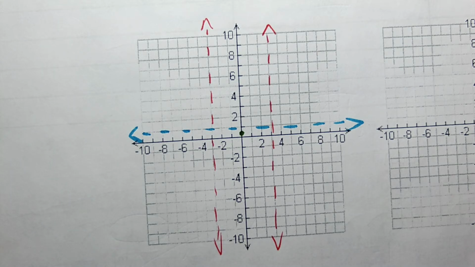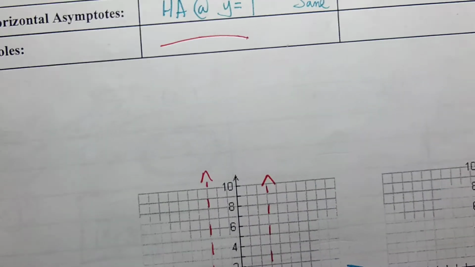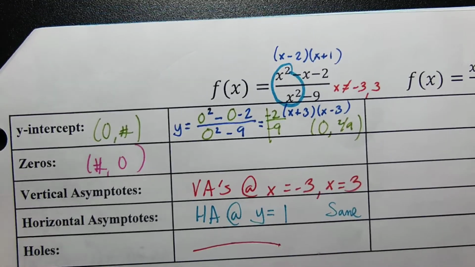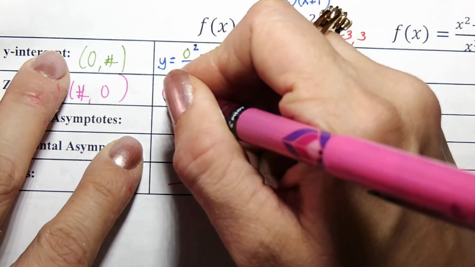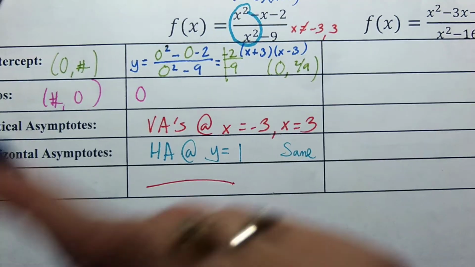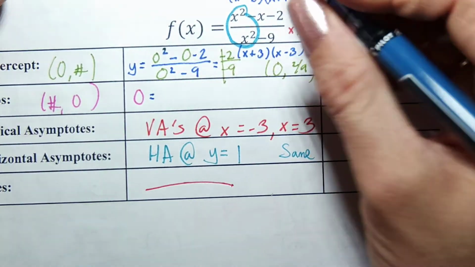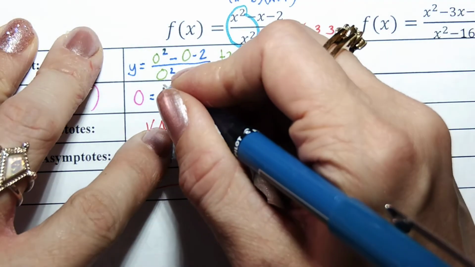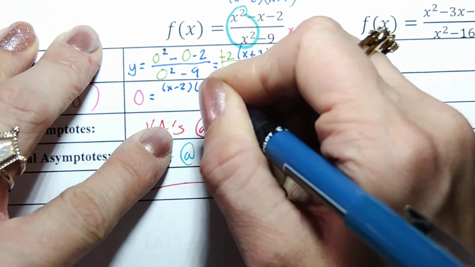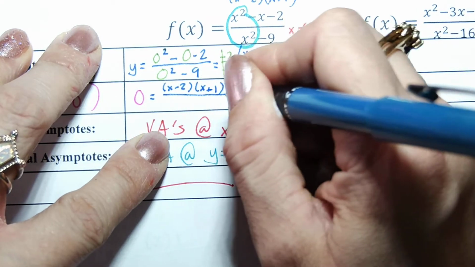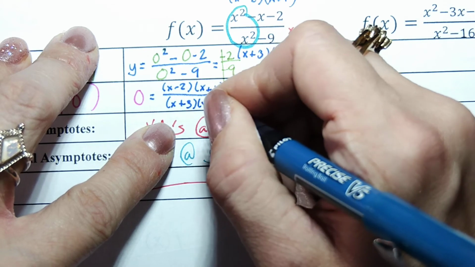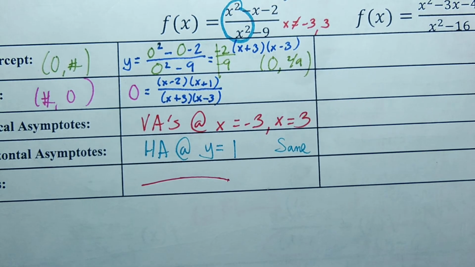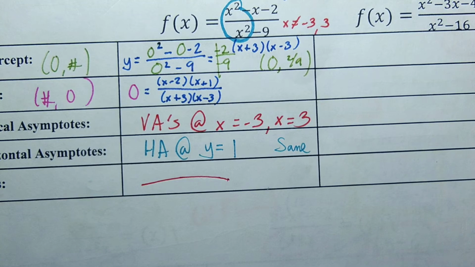Now for the zeros, AKA the x-intercepts. So when I go to plug in 0 for y, 0 equals, I'm going to go ahead and use factored form here. X minus 2, x plus 1, all over x plus 3, x minus 3. And I'll explain in a minute why factored form works a little bit better for doing the zeros.